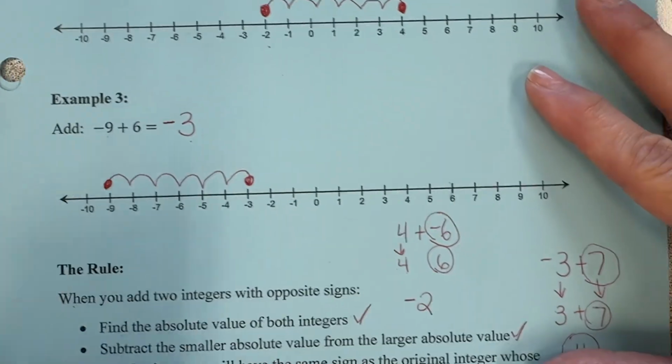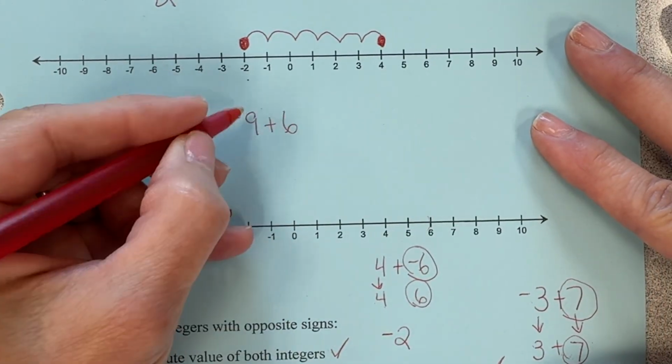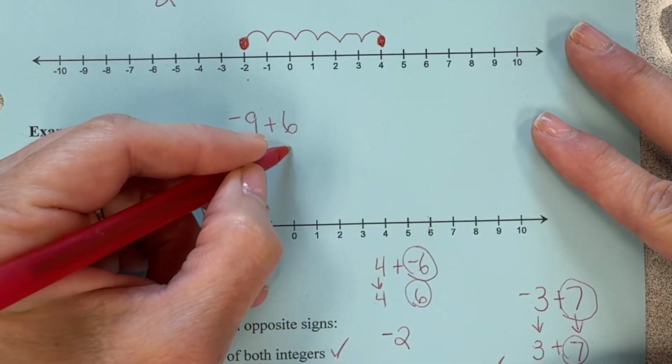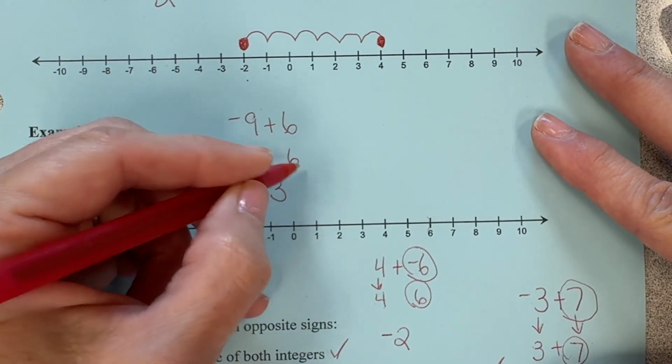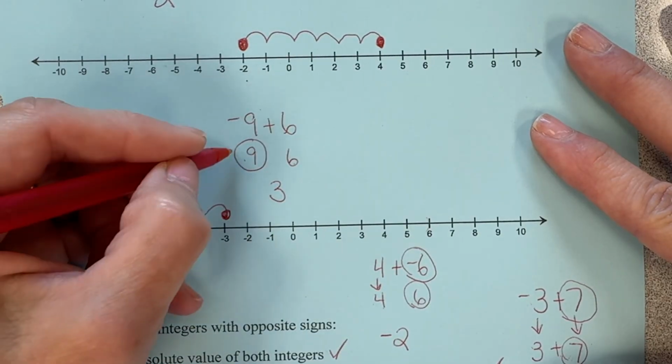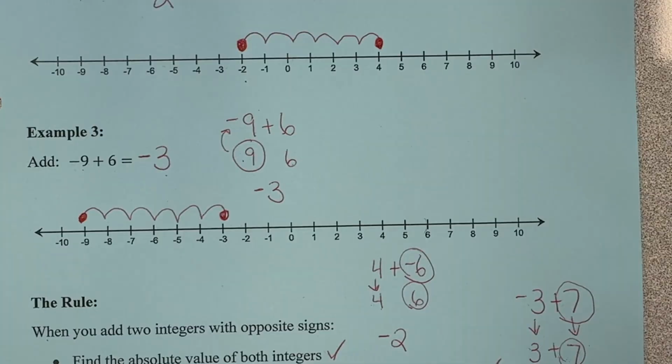And we can do it one more time, negative 9 plus 6. Absolute value is 9. Absolute value is 6. Subtract, you get 3. The bigger one is 9. Original sign, negative. Okay.